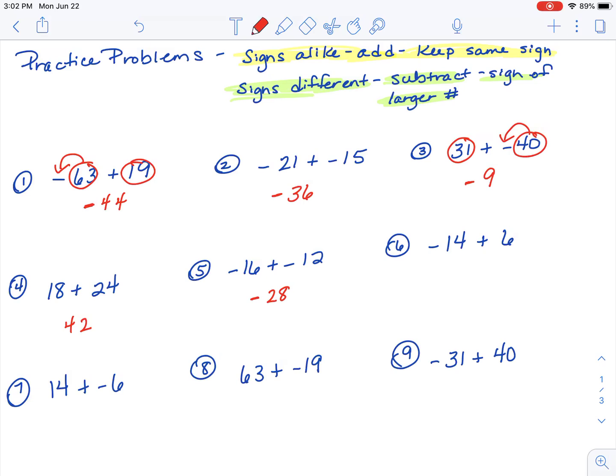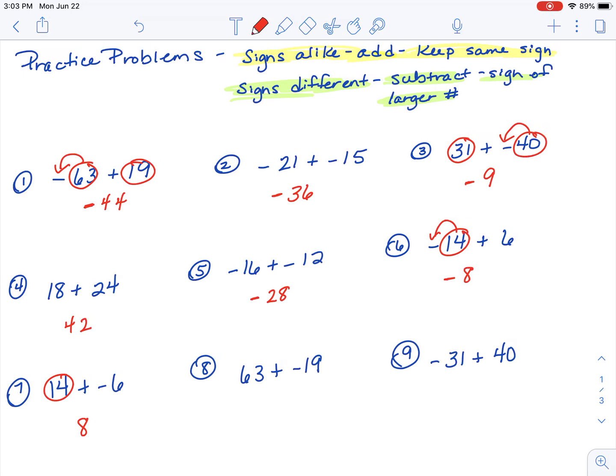Number 6, my signs are different, so I subtract, and 14 is the greater base. It's negative, so that would be a negative 8. Now, look at number 7. You think it's the same problem, but it's not. This time the 14 is positive, and this time the 6 is negative. The signs are still different, so I still subtract. But in this problem, it's going to be a positive 8 because the 14 is still your greater base, but this time it's positive.